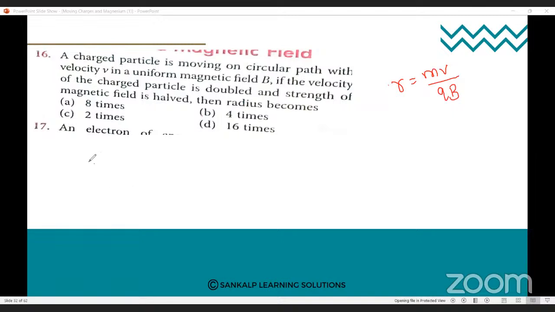So here, see what they are saying: a charged particle is moving on a circular path with velocity v in a uniform magnetic field B. If the velocity of the charged particle is doubled, so velocity is becoming double, and the strength of the magnetic field is reduced to half, then what happens to the radius?